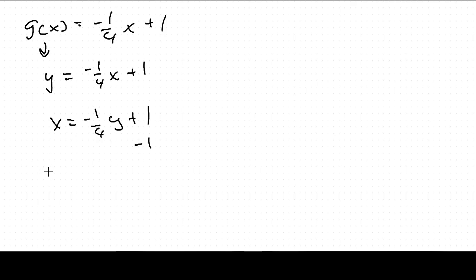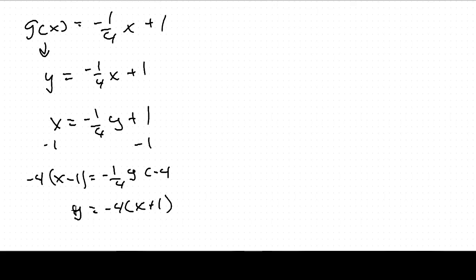So I have to subtract 1 from both sides. And then I'm going to multiply both sides by the reciprocal of this fraction. So that would be times negative 4 here, and then times negative 4 there. So then I have y is equal to negative 4 times x minus 1. And I'm going to call this g of negative 1, because that's the inverse function. That's how you write inverse of g.